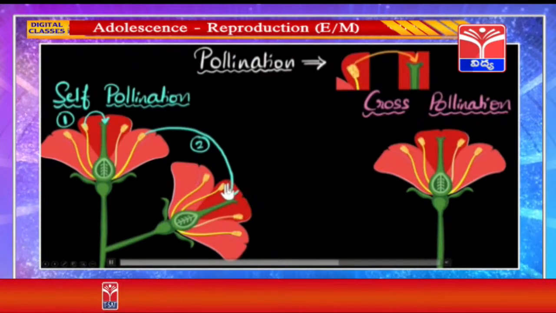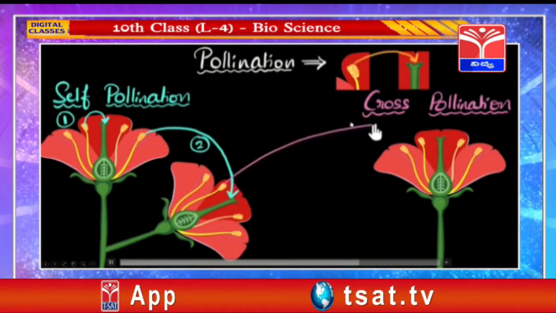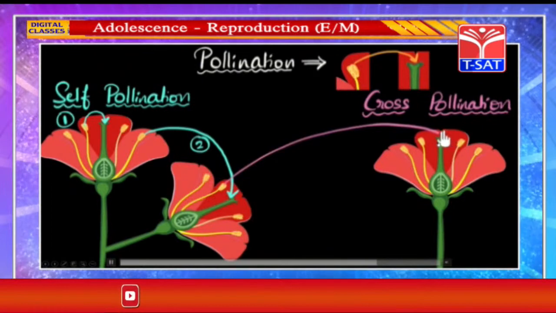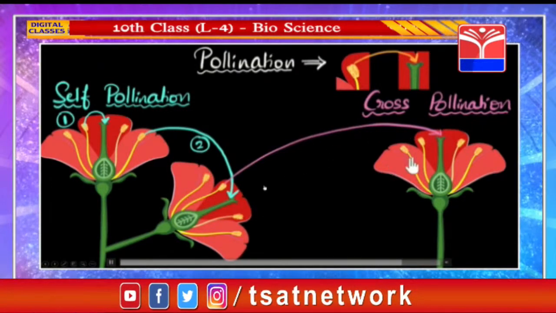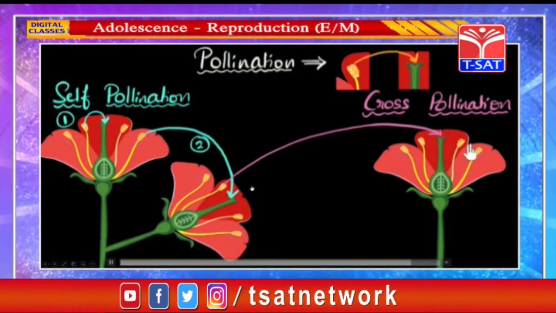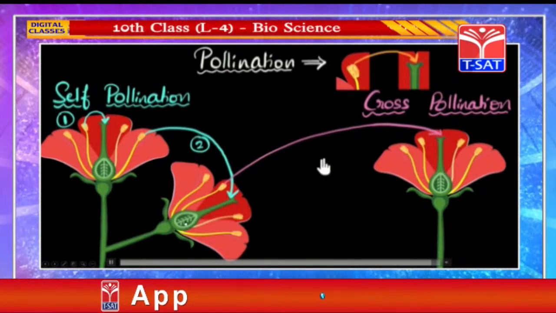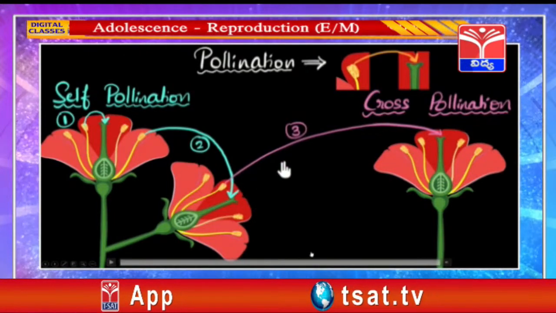Here you can see pollen from one flower falling on another flower of the same species. Hence, it is called cross pollination. Transfer of pollen grains from one flower to the stigma of another flower of the same species is called cross pollination.